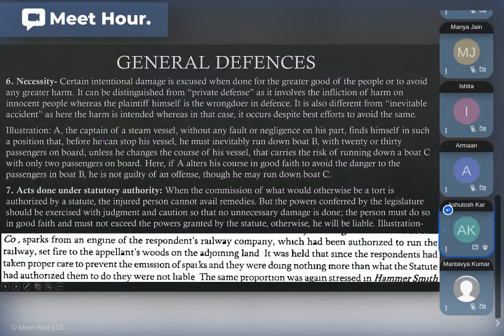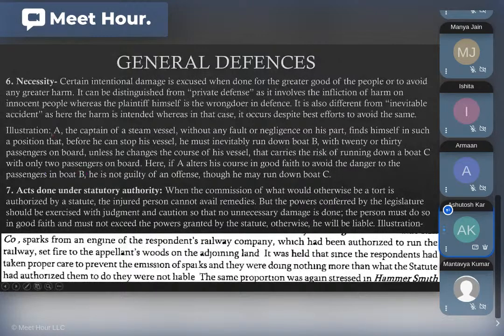A is the captain of a steam vessel. Without any fault or negligence on his part, he finds himself in such a position that before he can stop his vessel, which he is steering, he must inevitably run down boat B with 20 or 30 passengers on board, unless he changes the course of his vessel, which carries the risk of running down a boat C. So unless he changes his track, he carries the risk, without any fault or negligence on his part, of running over boat B, and 20 or 30 people will die. But even if he changes course, he carries the risk of running down boat C, where there are only 2 passengers.